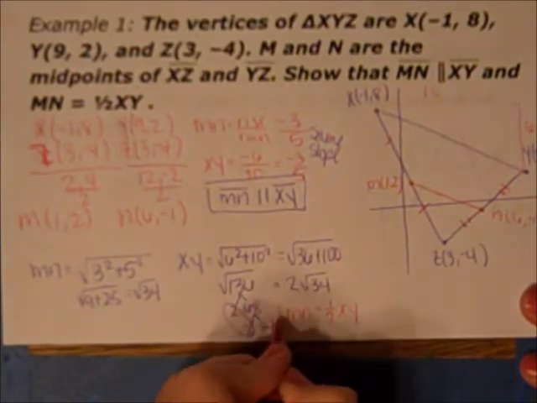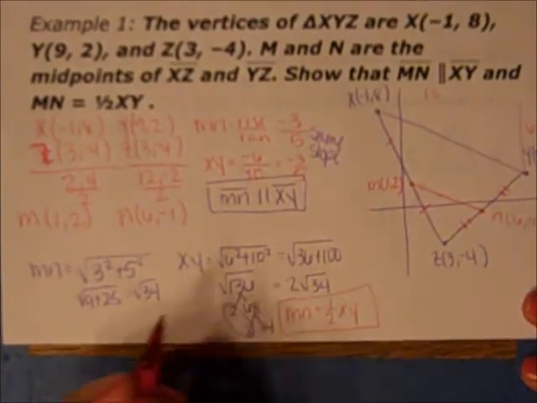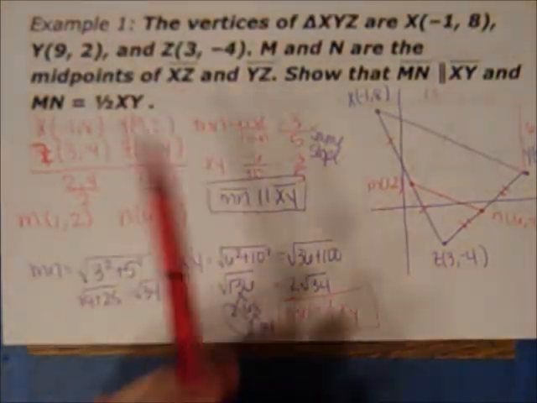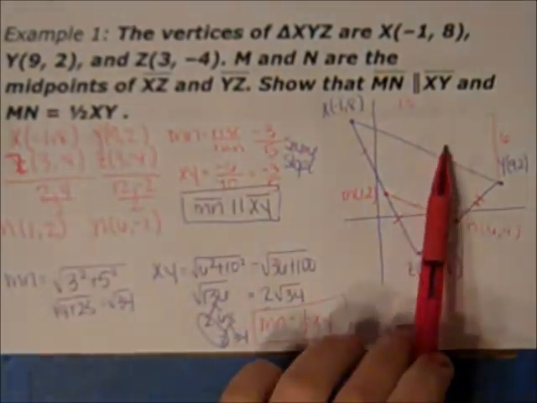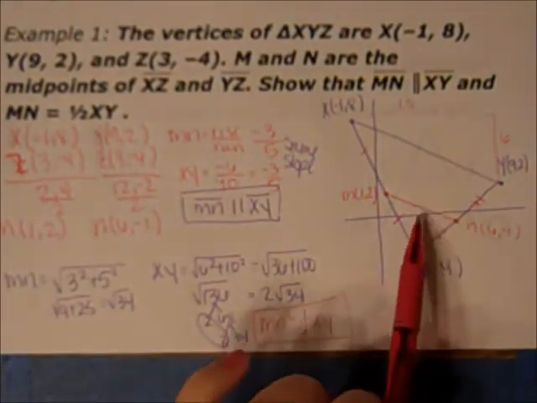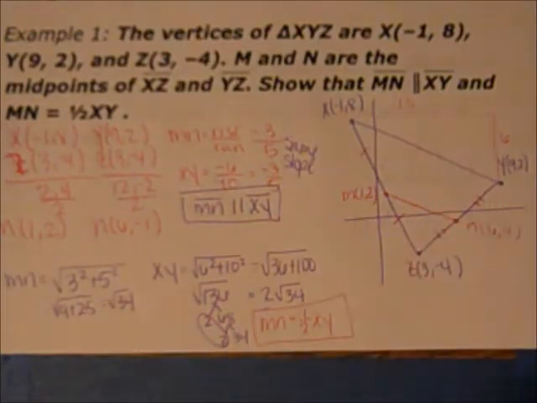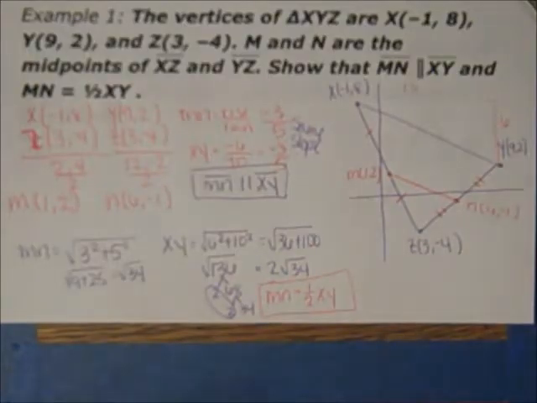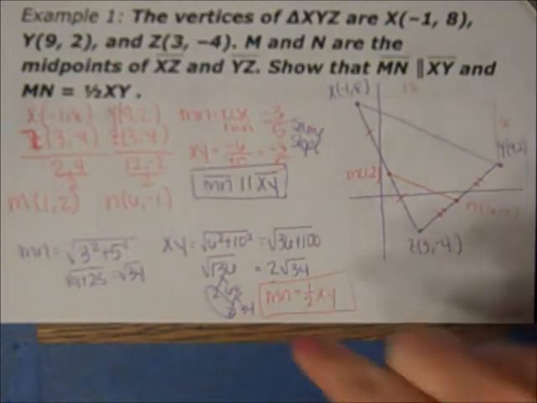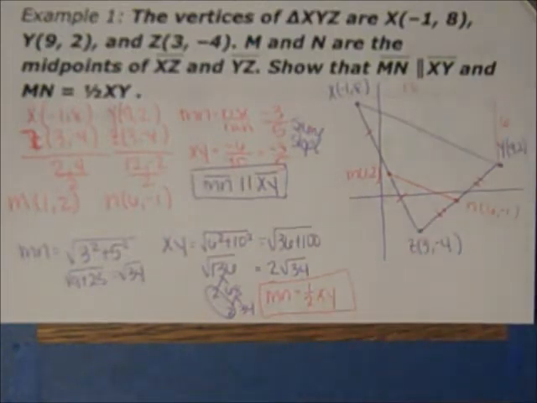So I did my coordinate proof to prove the two things about a mid-segment and the opposite side: that they're parallel and that the mid-segment is half the distance of the other side. Okay, so that was a lot of work. So you might want to go back and rewatch that example right there, because that was a lot to take in all at one time.